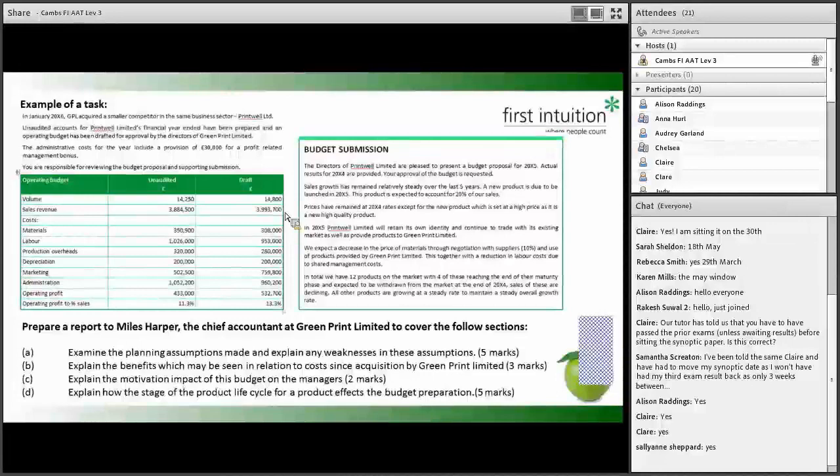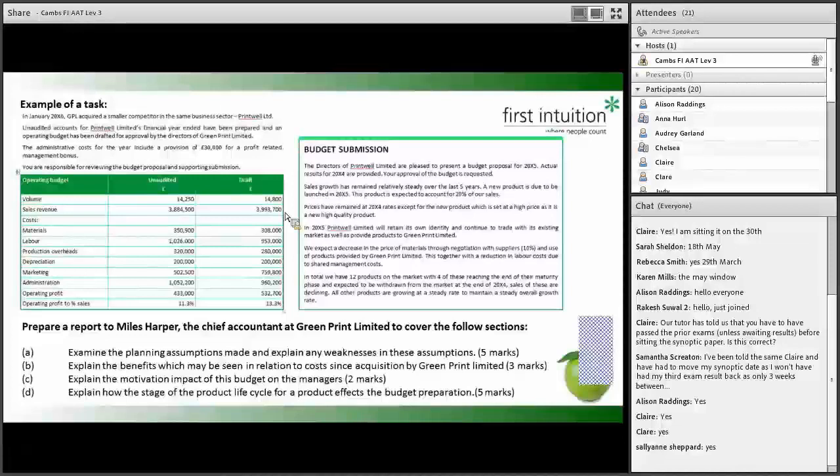So Greenprint Limited here has acquired a smaller competitor, Printwell Limited, and we're given some information about Printwell. So this is the company that they've acquired, and we've got their budgets. We've also got some details of the assumptions that were made when their budget was prepared. So we're given quite a bit of information that we need to read through. This information would be available in the assessment as pop-up windows as well.